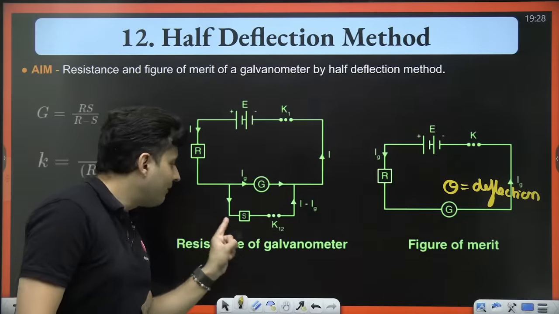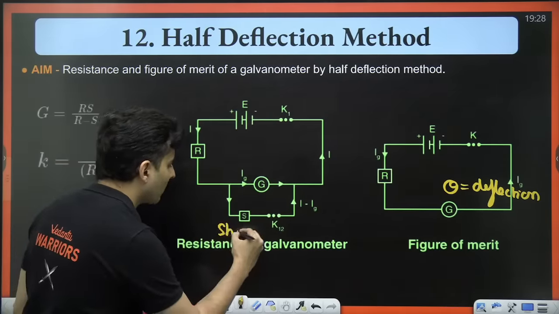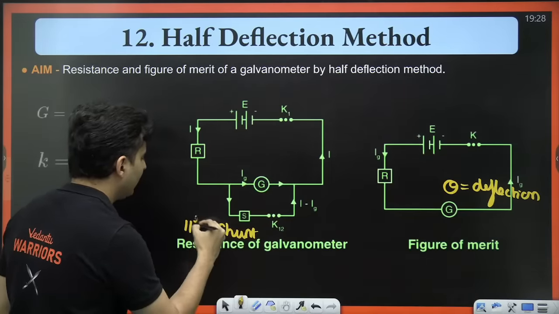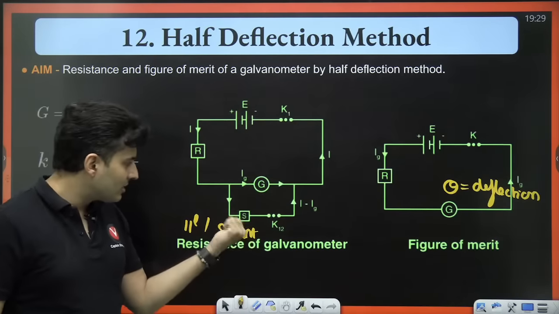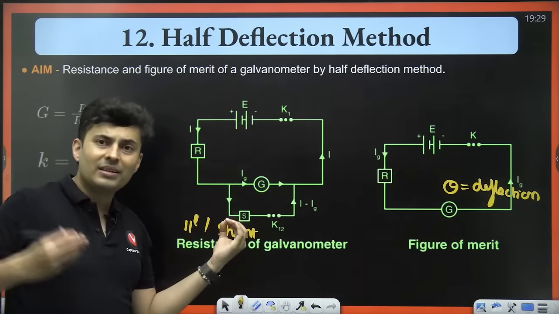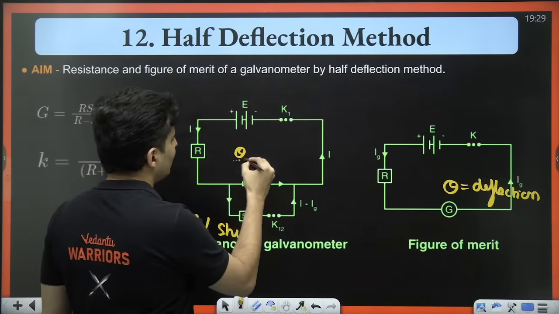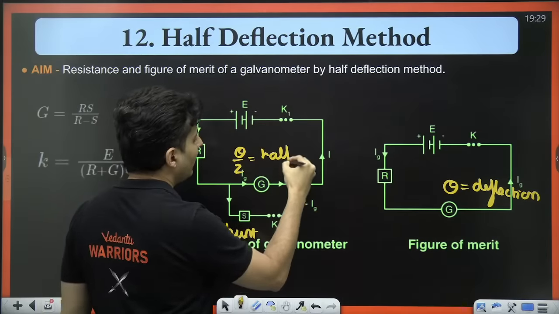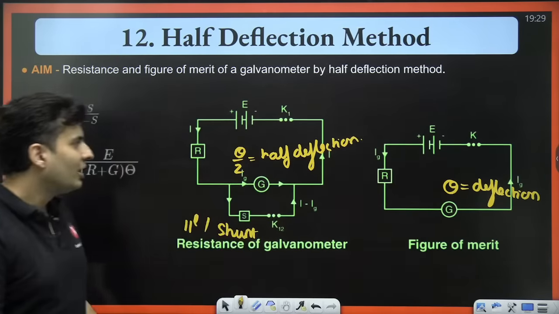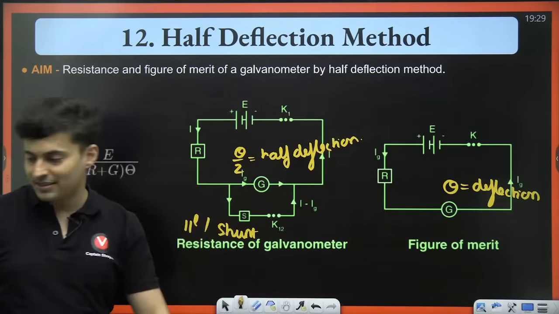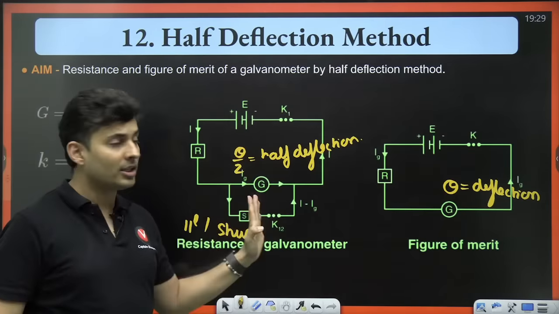Now, you add one more resistor in parallel. This S stands for shunt, basically a parallel resistance. Now, you keep changing this resistance. Try different values of resistances till the deflection becomes theta by 2. This is called half deflection. Note down that resistance S. What is S? The resistance for which you get exactly half deflection.